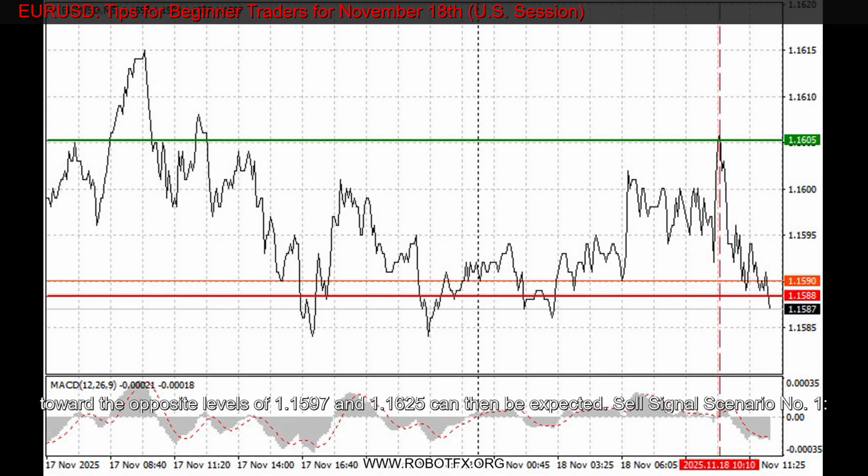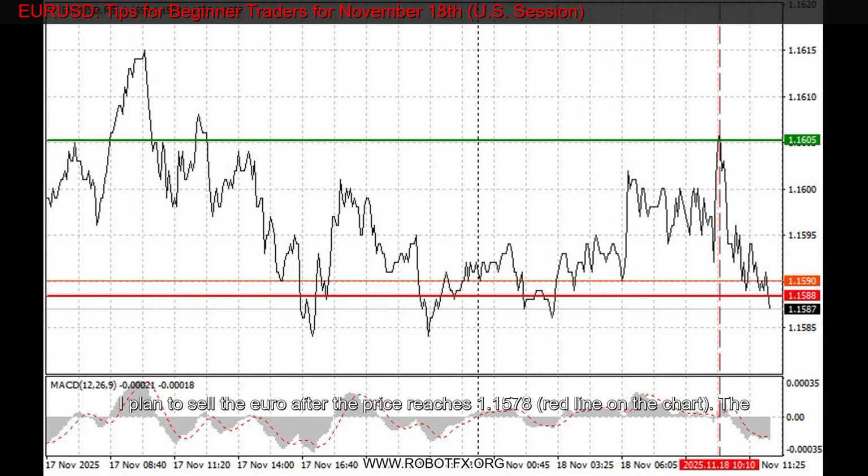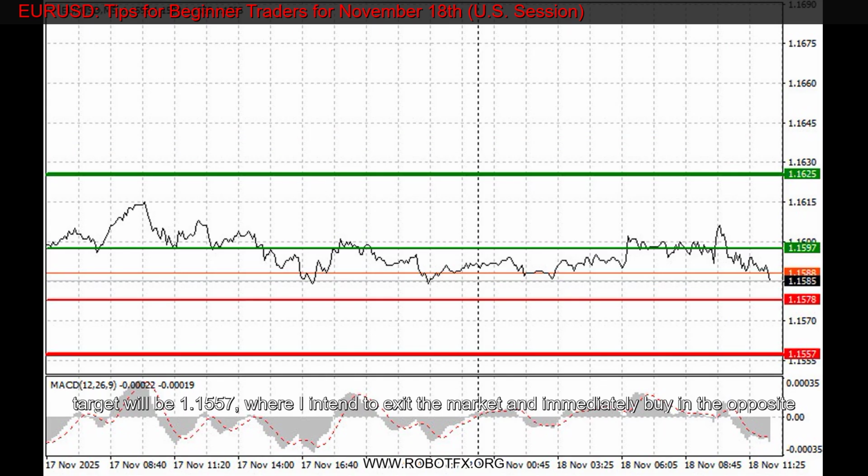Scenario no. 2. I also plan to buy the euro today in case of 2 consecutive tests of the 1.1578 price level at a moment when the MACD is in the oversold area. This will limit the downward potential of the pair and trigger a reversal upward. Growth toward the opposite levels of 1.1597 and 1.1625 can then be expected.